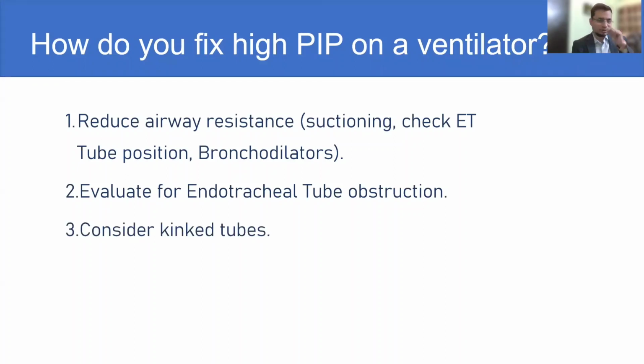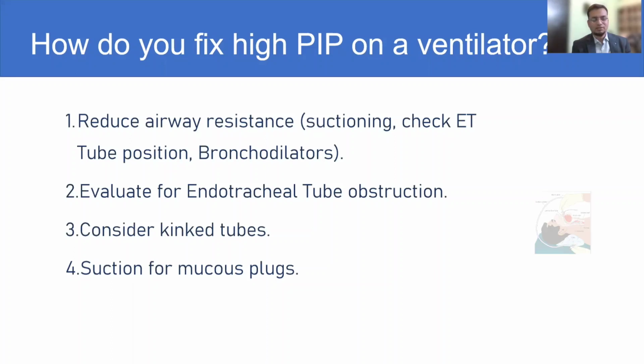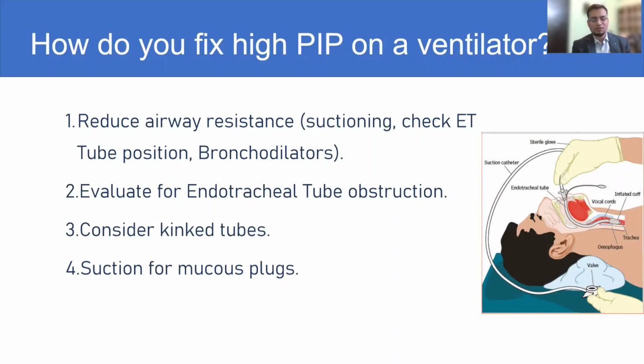You can perform a bronchoscopy. Consider the kinked tube. Sometimes the tube may be bitten by the patient who is agitated, and suction, put a catheter in and see whether you are able to pass the catheter through the tube. If there is obstruction, you won't be able to pass it. And if there is mucus plug, you can suction it at the same time.